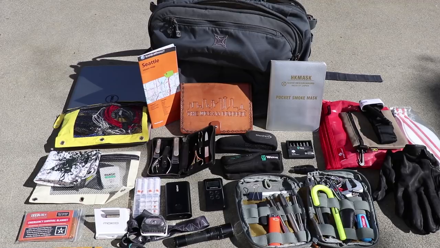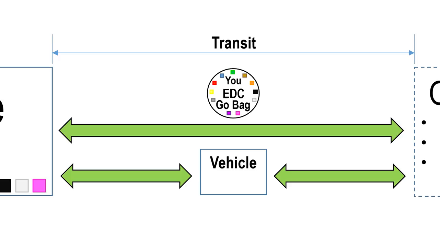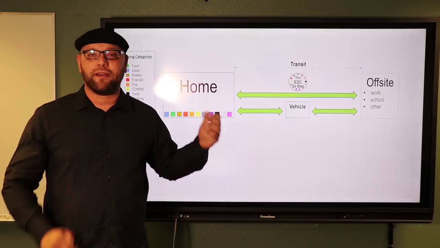And with that go bag, I also like color coordinating it based off of the color of prepping, which is the various prepping categories. So the items that I have in my EDC messenger bag or my go bag are organized in the same method that I do for my home supplies as well.